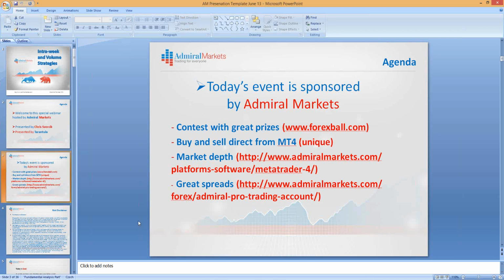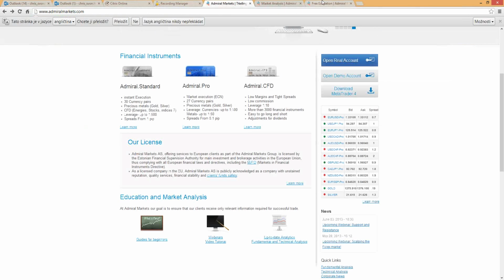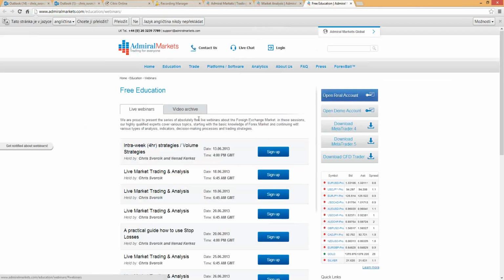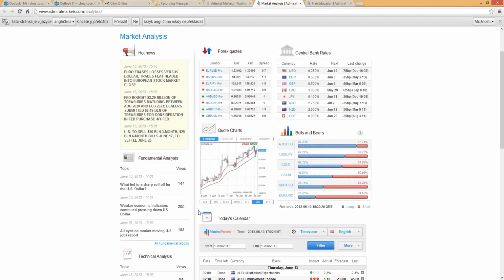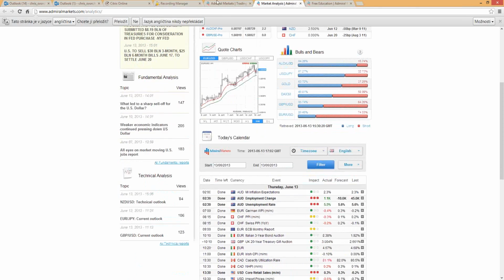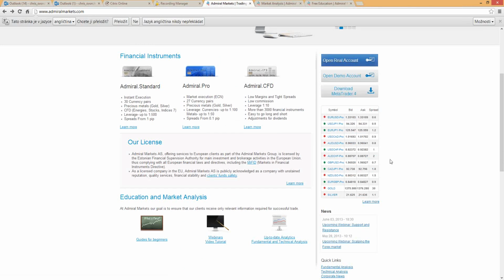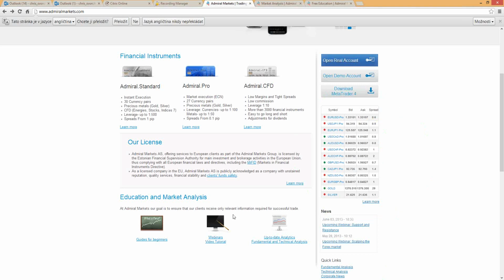Before we actually continue, I just want to show you one website I think is very interesting. Here, this market analysis website. You'll see a lot of cool stuff regarding Forex, such as central rates, but also bulls and bears, and today's calendar as well. Here you can see the current spreads at Admiral Markets. For example, euro dollar 0.7, the Aussie dollar 1.2 or the CAD 0.8. Very low, as you can see.